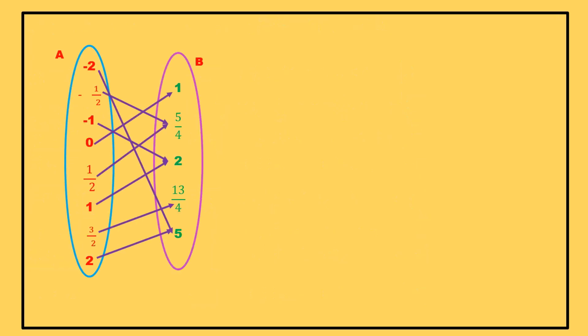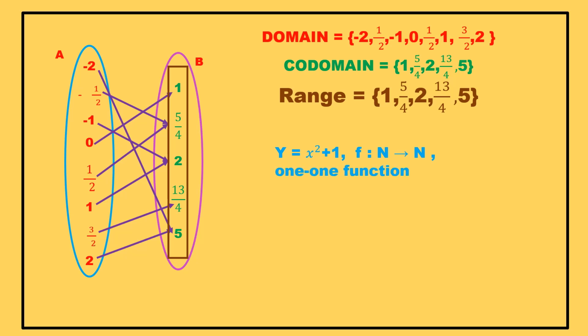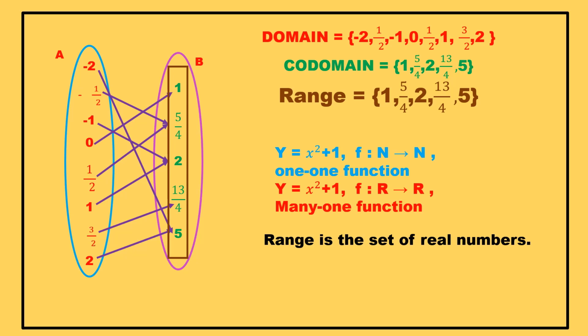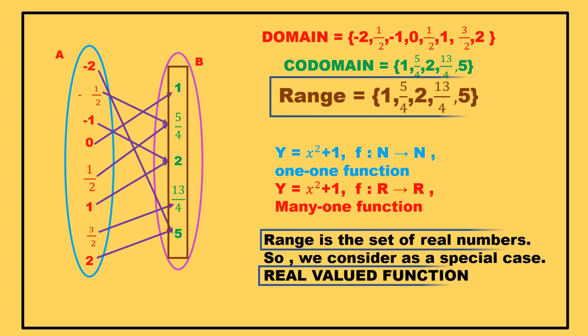Let's represent the function in an arrow diagram. Domain, codomain, range. y is equal to x square plus 1. f from natural numbers to natural numbers: in this condition it is a 1-1 function. f from real numbers to real numbers: in this condition it is a many-one function. The range is the set of real numbers, so we consider it a special case. So it is a real valued function since the range is the set of real numbers.